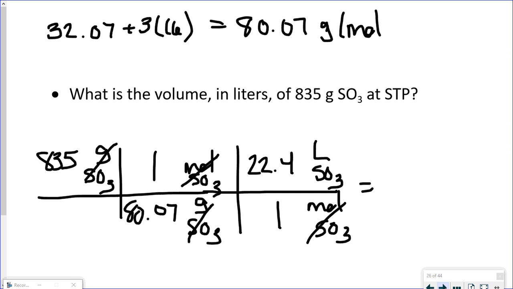And so we simply need to put this in the calculator. Remember, any number above the line gets multiplied. Any number below the line gets divided. So we're going to do 835 divided by 80.07 multiplied by 22.4. So our number of liters that the calculator gives us is 233.596.